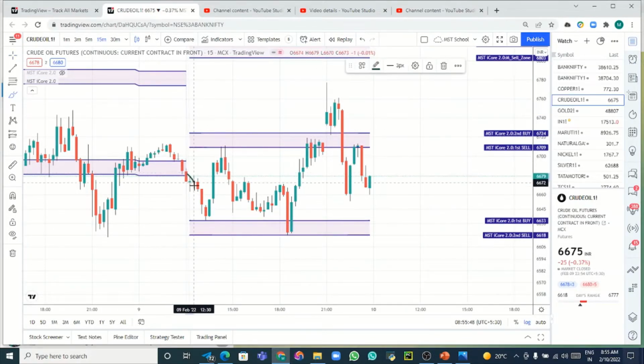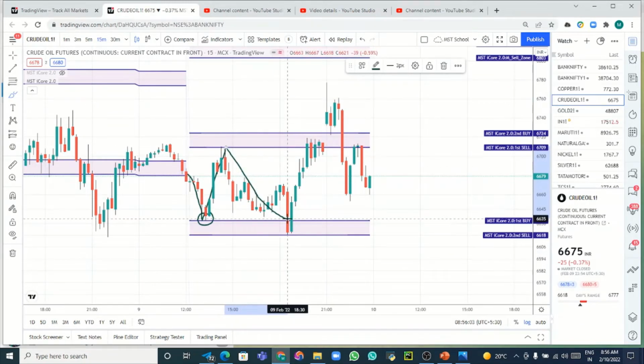Exactly, it has come down to our buy entry. See the low. What is the low? Low was 6633 and our buy entry was 6633. And it has reached up to our sell entry. Again it has fallen from there exactly to all our targets.